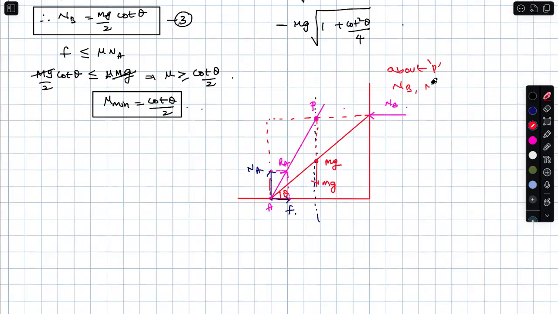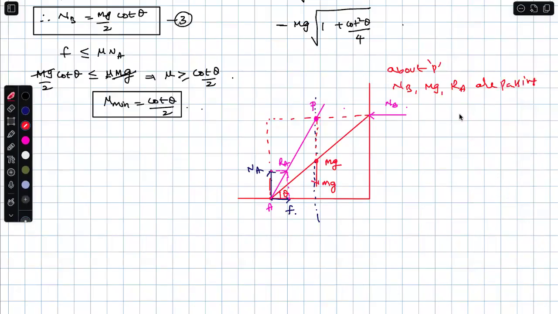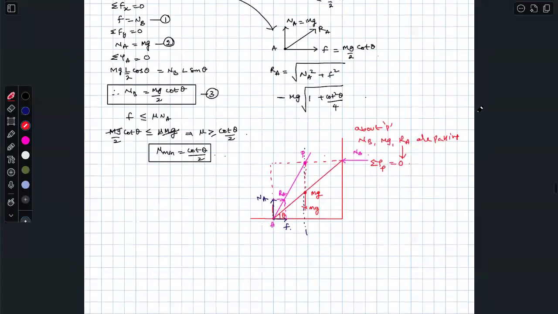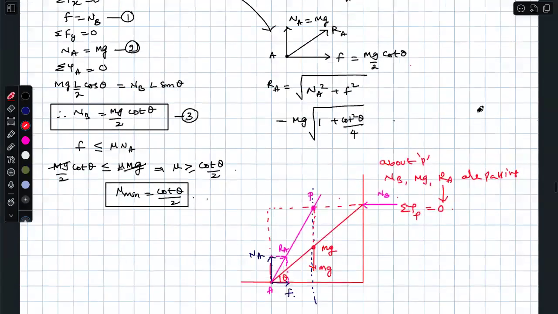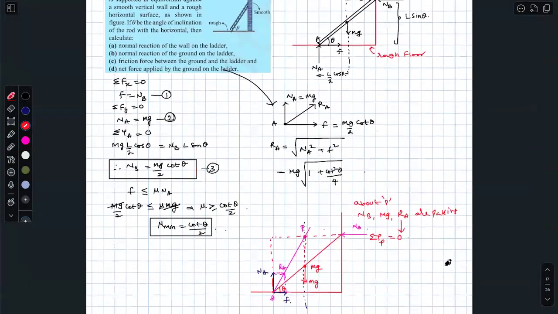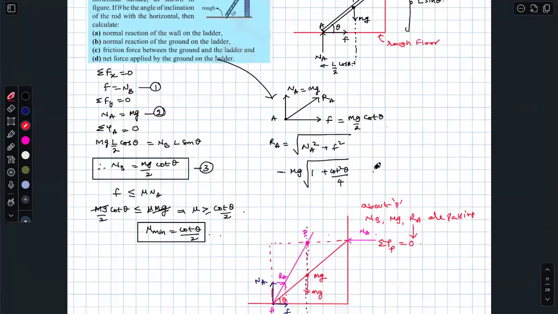NB, MG, RA are passing. In such a situation, what can you comment? Net torque about P is 0. You should get one such point, concurrent, what do you call that? Right. If that situation exists, net torque is 0. But I taught you this method last, but I taught you the basic method first. ECL students, any doubts on this?